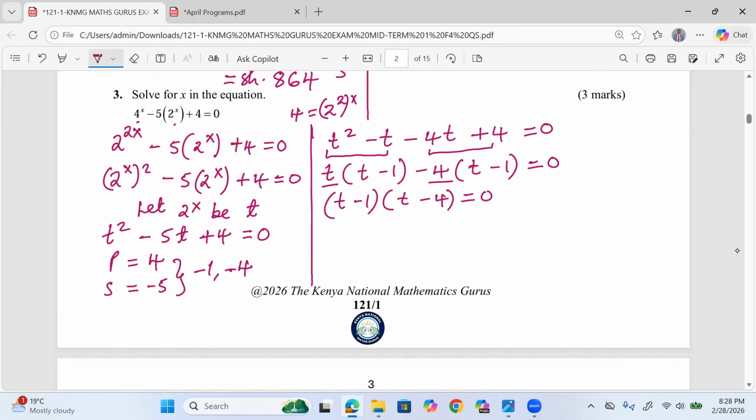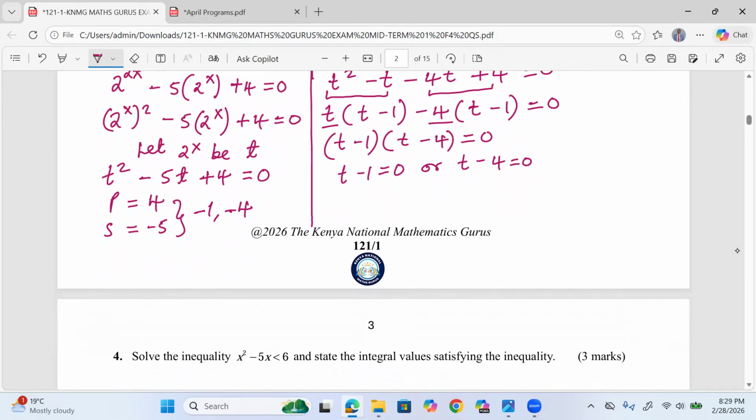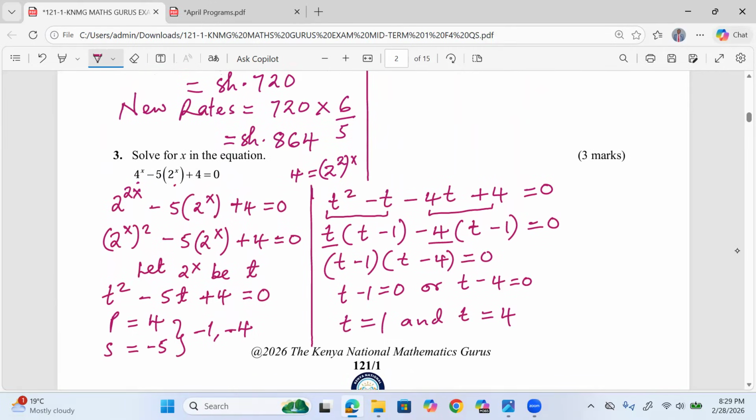This is equivalent to 0. So now each of the factors here can be equated to 0. t minus 1 equals 0, or t minus 4 equals 0. Either of them or both are equal to 0 because their product equals 0. So t equals 1, and also t equals 4. So we have two possible values of t.